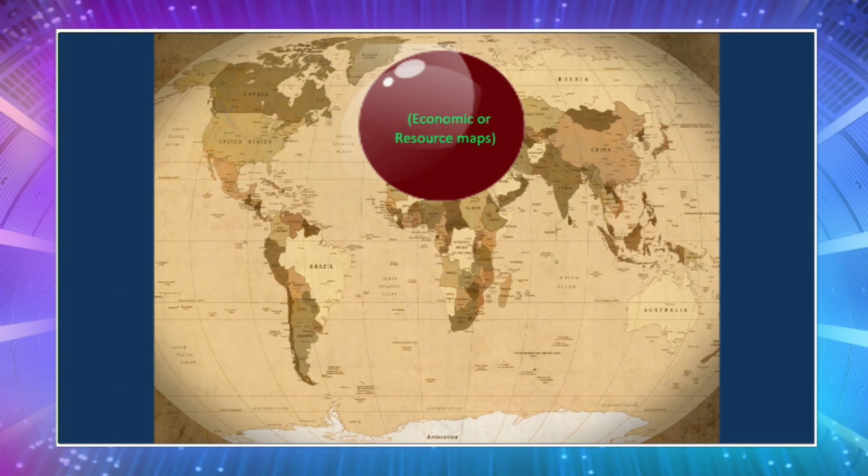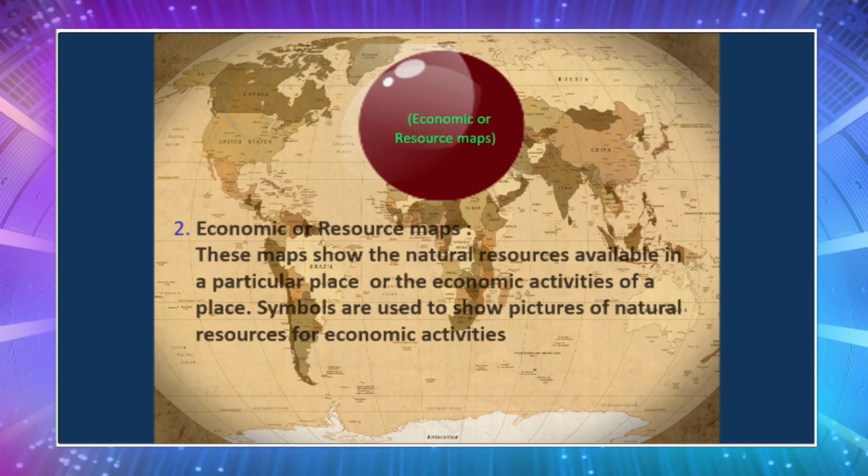Now, let us see what are the uses of economic or resource maps. These maps show the natural resources available in a particular place or the economic activities of a place. Symbols are used to show pictures of natural resources for economic activities. Children, in your earlier classes, you might have learned about the symbols of the maps, which indicate different symbols for different natural resources. For example, iron ore, coal, copper, petroleum, etc. Different symbols are used to show these natural resources on the map.